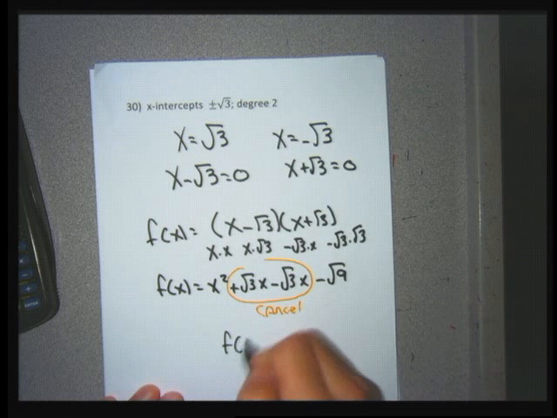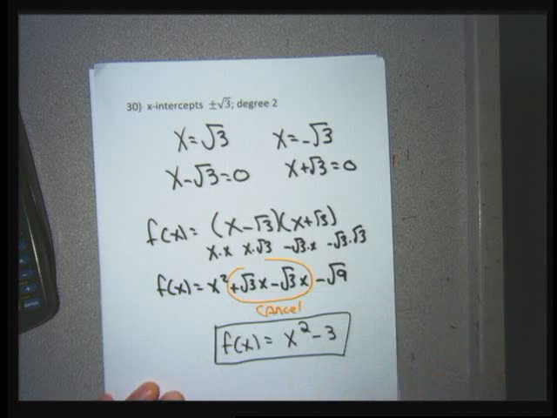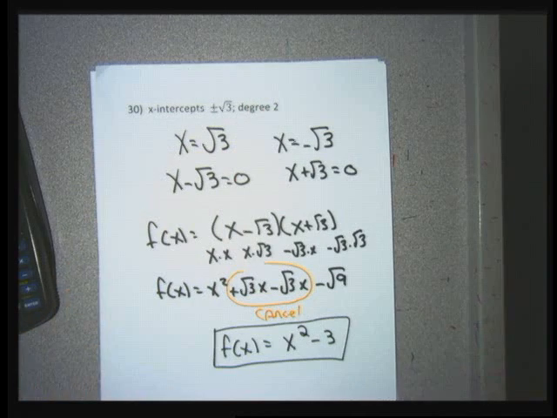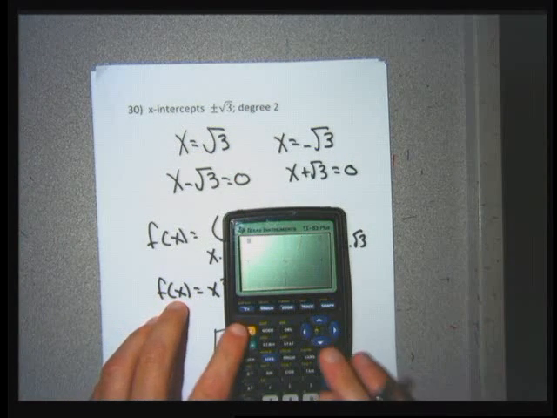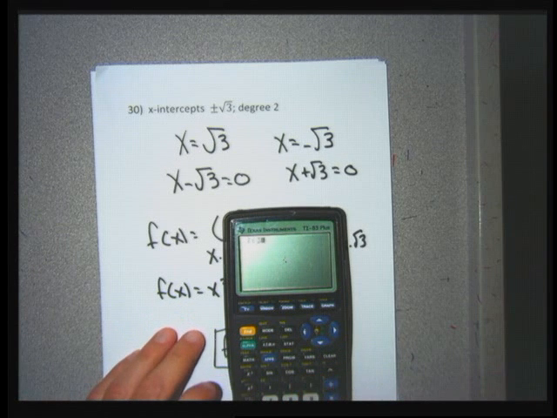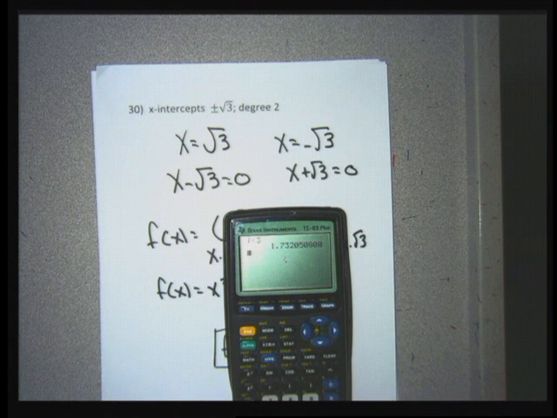So the function that's going to have x-intercepts at plus and minus the square root of 3 is f of x equals x squared minus 3. It's degree 2 like I wanted, which is nice. And it should cross the x-axis at the square root of 3, but I need to know what the square root of 3 is in terms of having an idea of where the graph should cross the x-axis. Square root of 3 is 1.73. When I graph this, the graph should cross the x-axis at positive and negative 1.73.